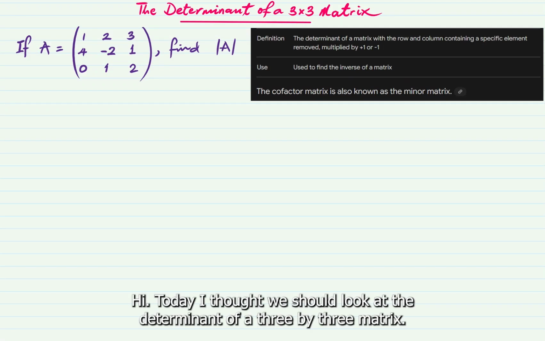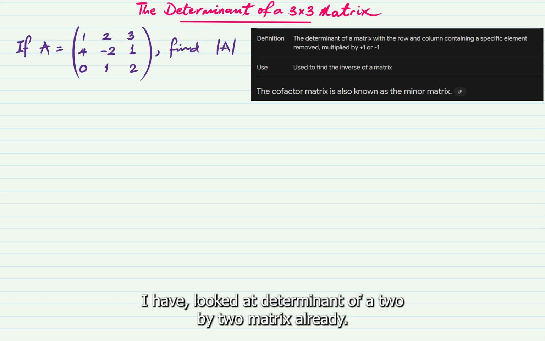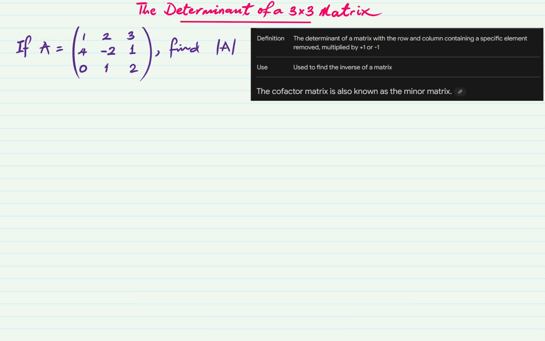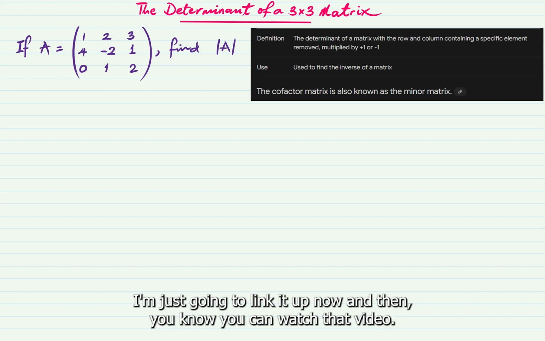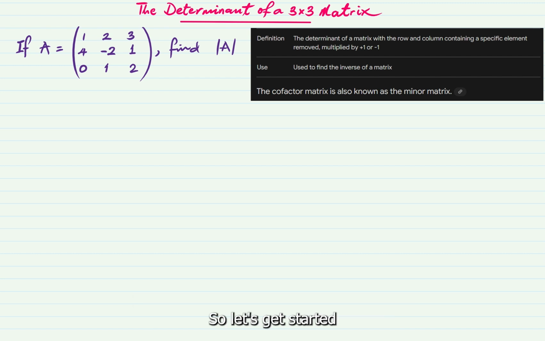Hi, today I thought we should look at the determinant of a 3 by 3 matrix. I have looked at the determinant of a 2 by 2 matrix already, and so if you need to look at that, just click on the link. I'm just going to link it up now, and then you can watch that video.